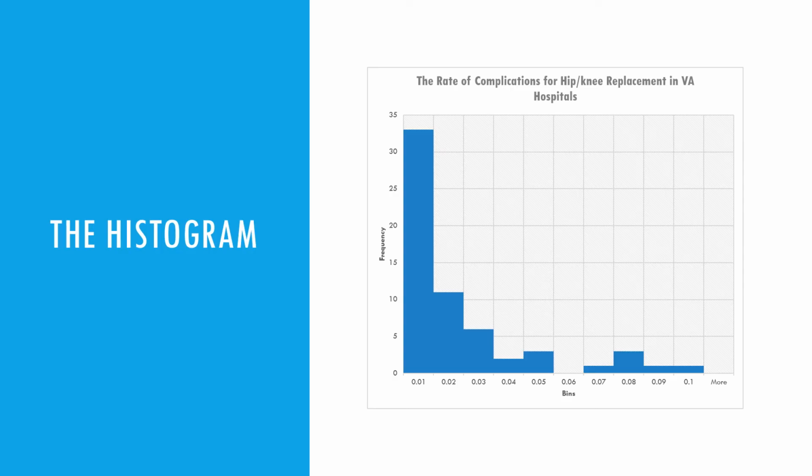And here it is. The histogram in front of you shows the rate of complications for hip and knee replacements in Virginia hospitals. As you can see, 33 hospitals fell into 0.01 and 11 hospitals fell into 0.02.